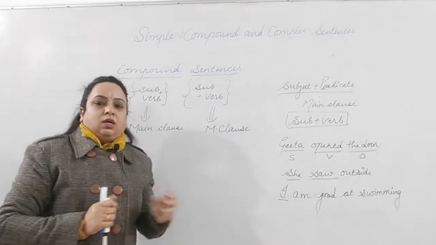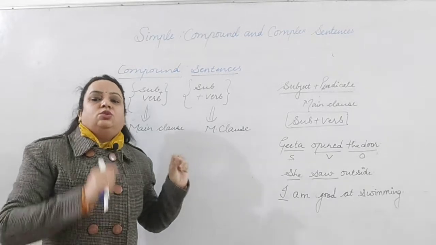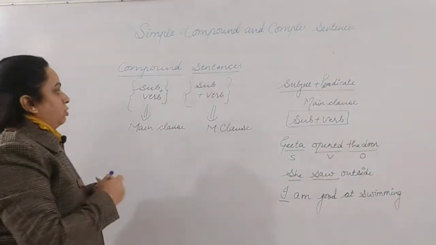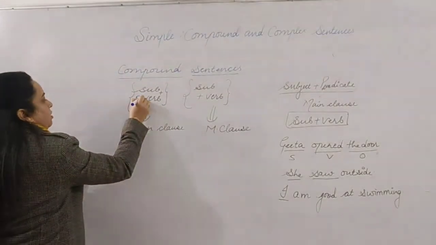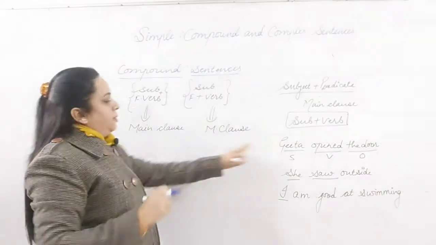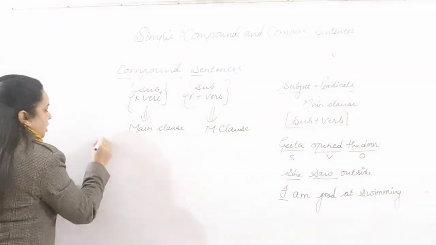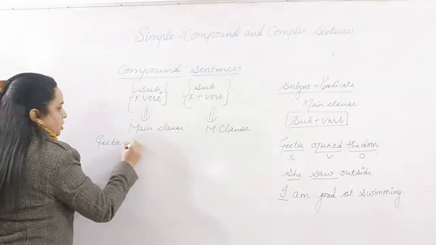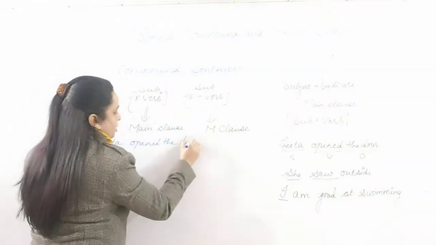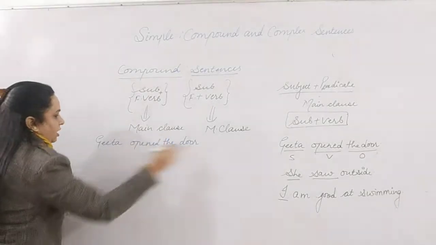What is the definition? If we get two subjects and two finite verbs in a sentence, that is known as a compound sentence. And which verb should be there? A finite verb, a finite verb. Suppose we take this example: "Geeta opened the door." This was our simple sentence. This is one simple sentence, or main clause. We have taken the second one also.